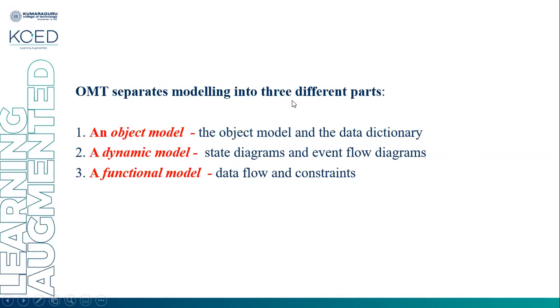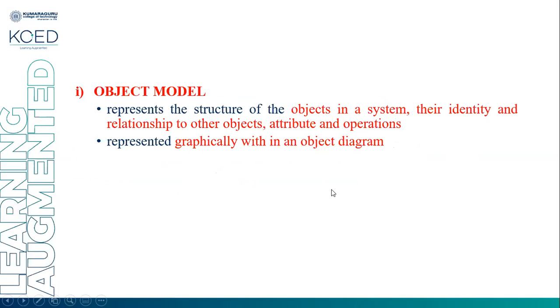OMT separates the modeling into three different parts. An object model, which contains the object model and data dictionary. A dynamic model, where the state diagram and event flow diagram are part of the dynamic model. A functional model, which contains the data flow and constraints.